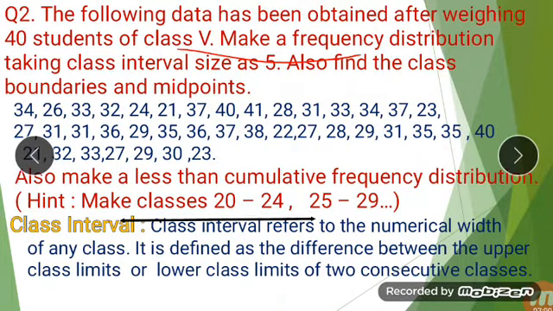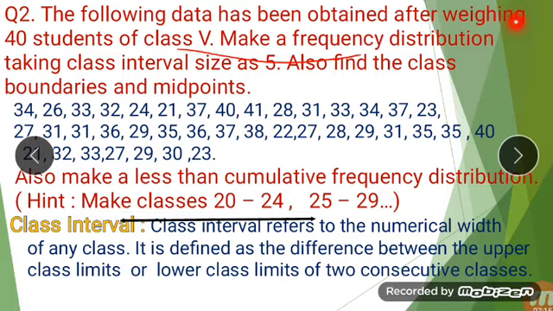Here we have question number 2. The following data has been obtained after weighing 40 students of class 5. Make a frequency distribution taking class interval size as 5. Also find the class boundaries and midpoints.